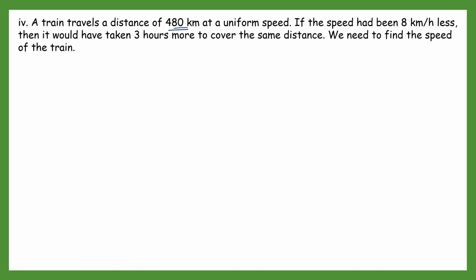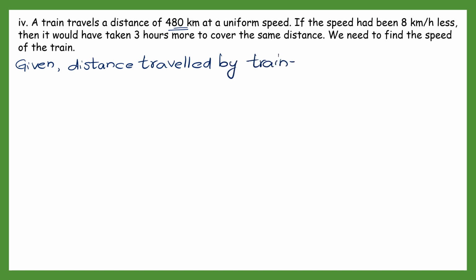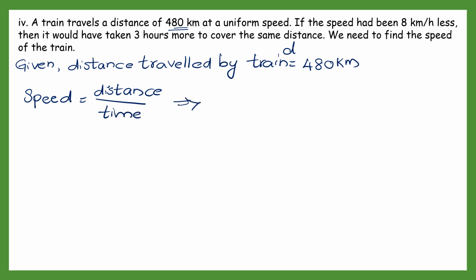Okay. So, first they have given distance traveled by train. How much distance did it travel? 480 kilometers. Okay, this is distance, so let it be D. We know that speed is what? Speed is equal to distance by time. That means speed, if you assume it is S, is equal to D by T.